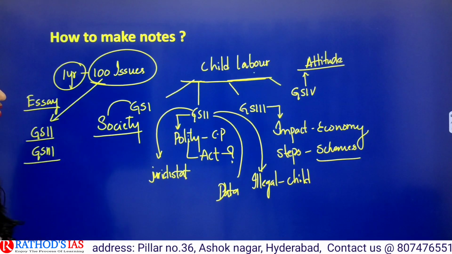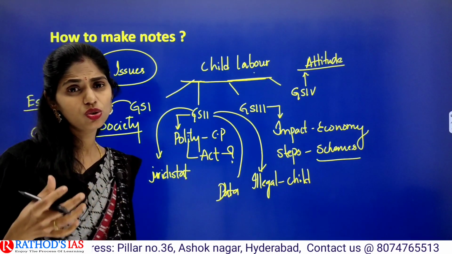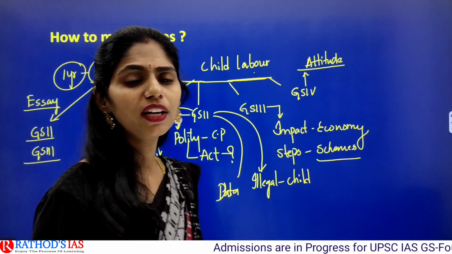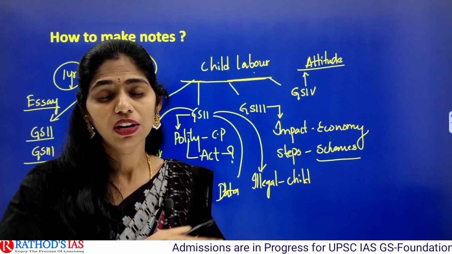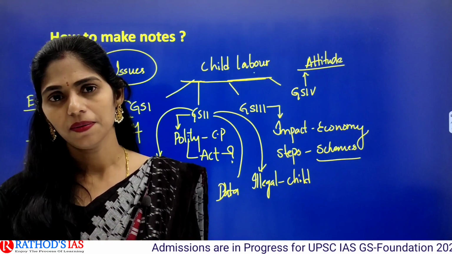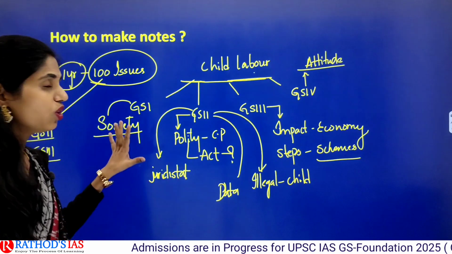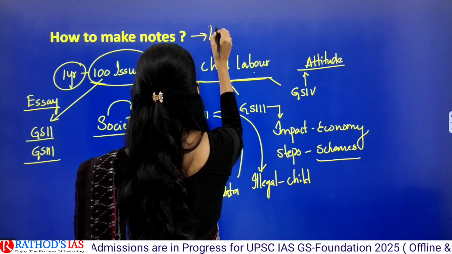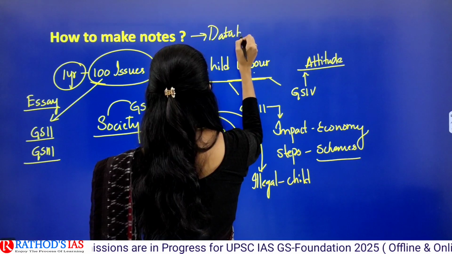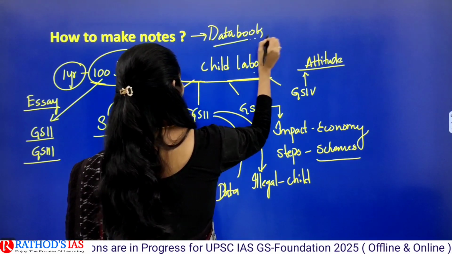So if you make these notes within 1 year, it will be very useful to write a well-dimensioned answer and a well-established, well-dimensioned essay. So for all these things, note making is very important, okay? And you have to maintain a separate data book. So what is this data book about?